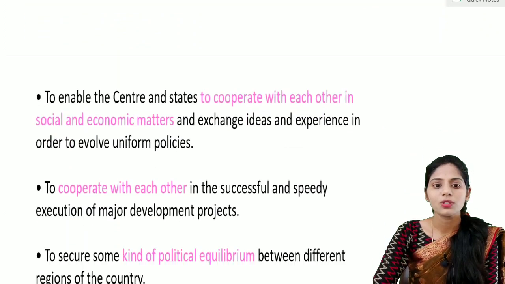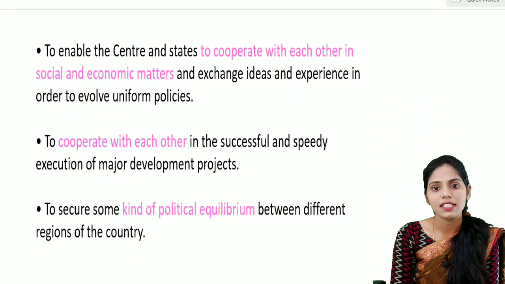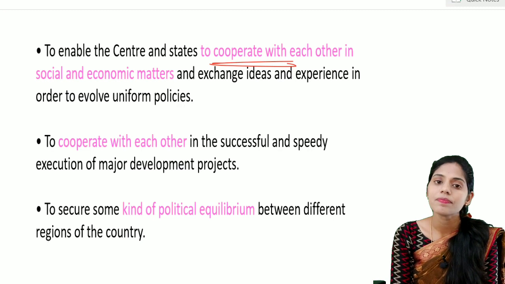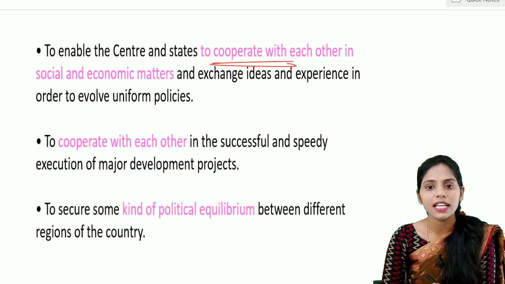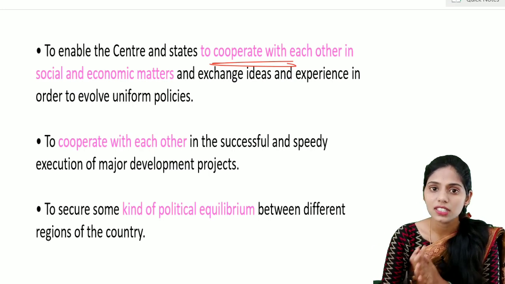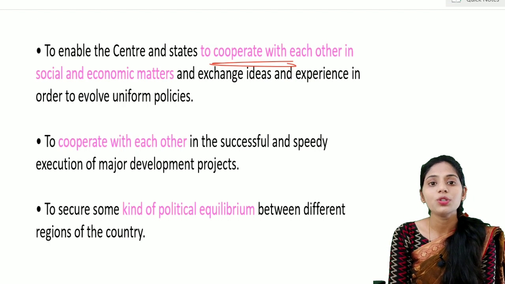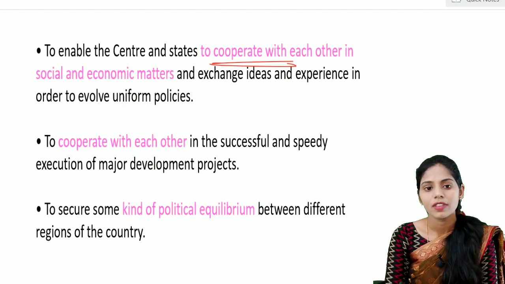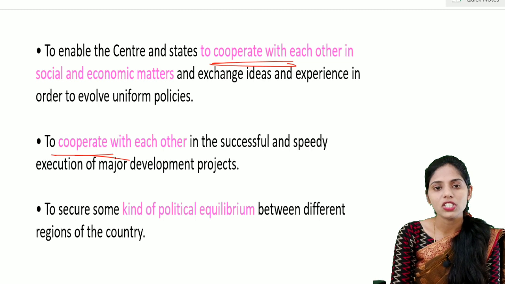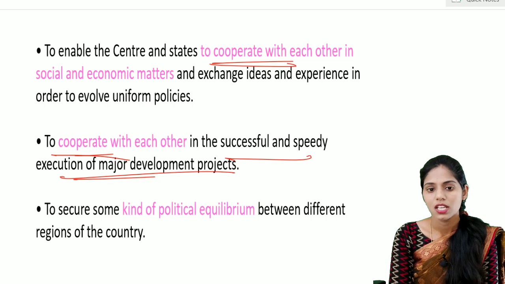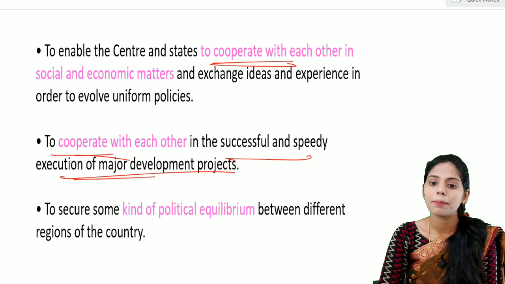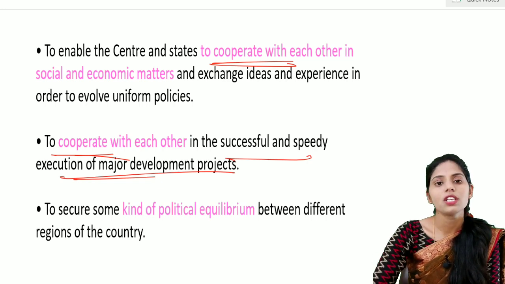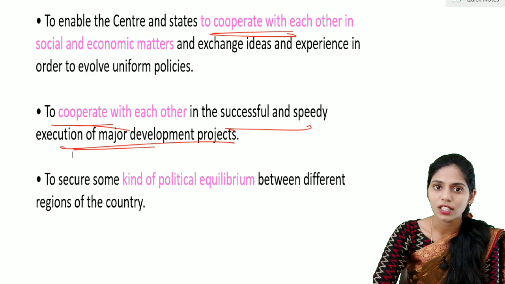And the next important objective is to enable the center and the states to cooperate with each other regarding social and economic matters. In this way, they can easily exchange their ideas and experience in order to evolve uniform policies throughout the country. The next one is to cooperate with each other in the successful and speedy execution of major development projects. And the last important one is to secure some kind of political equilibrium between the different regions of the country. So these are the important objectives of this Zonal Council.